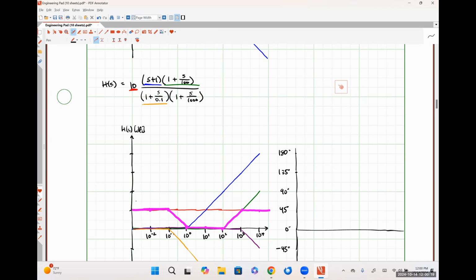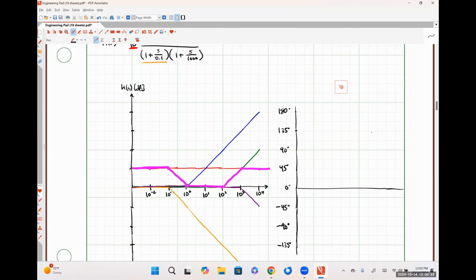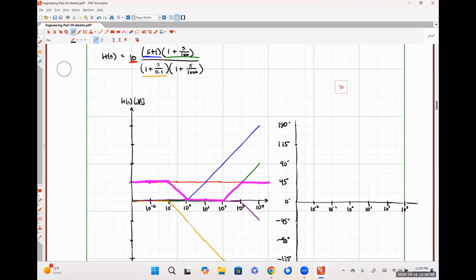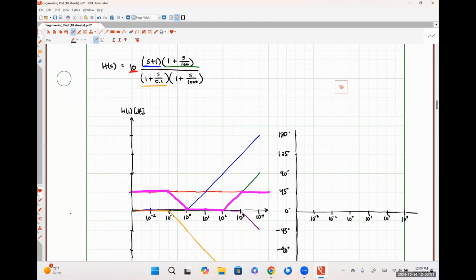Okay. So then we should have 45 degrees at 1. So let's define some things here. Let's make that 10 to the 0, 10 to the minus 1, 10 to the minus 2, 10 to the plus 1, 10 to the plus 2, 10 to the plus 3, and so on and so forth, right? So actually, let's go through here more systematically.